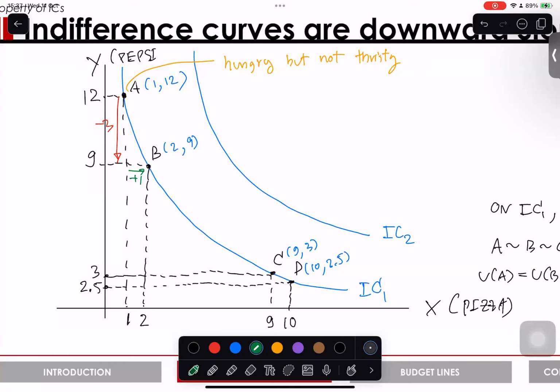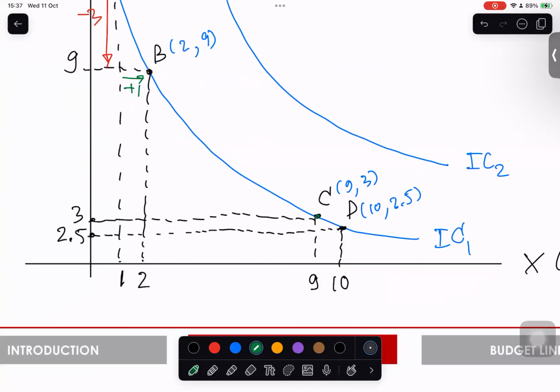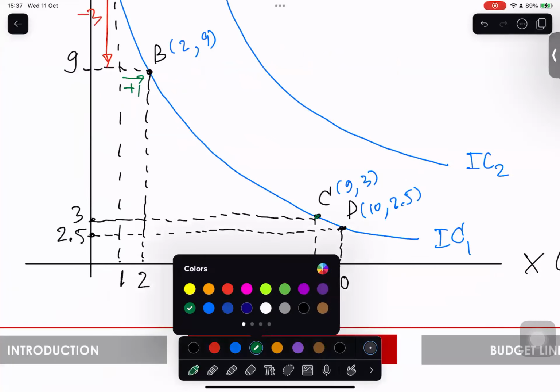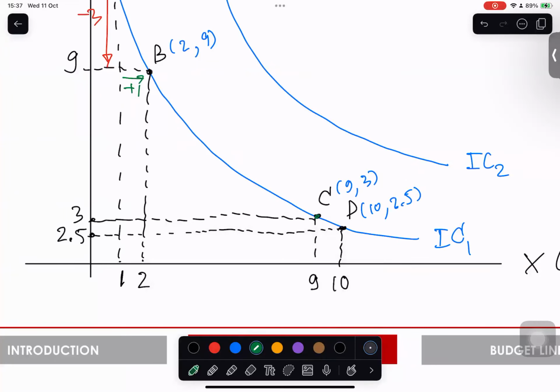But when he eats more pizza, we ask him again. If at point C, we ask the same question to him, hey, mister, how many Pepsi are you willing to trade for one more slice of pizza, to get one more slice from 9 to 10? He said, if he has to, he is willing to give up only 0.5. Minus 0.5.